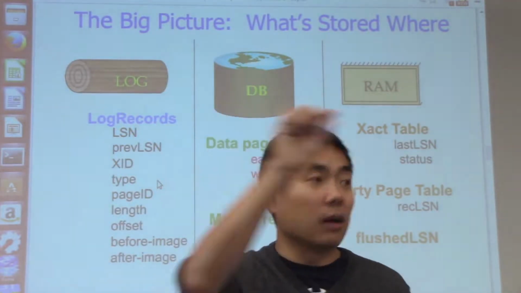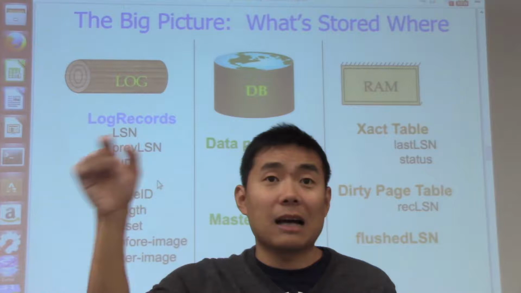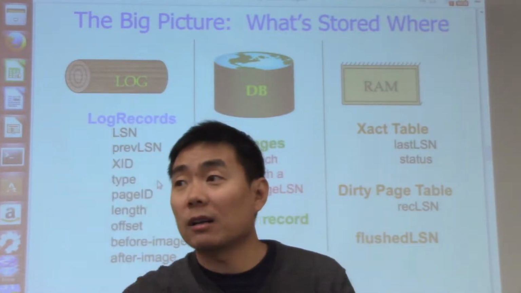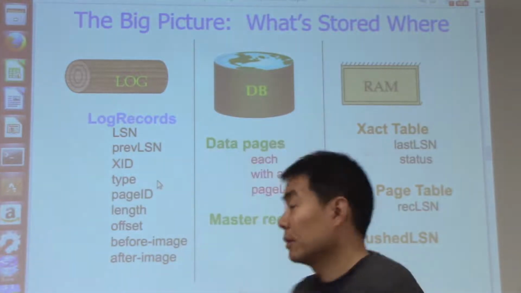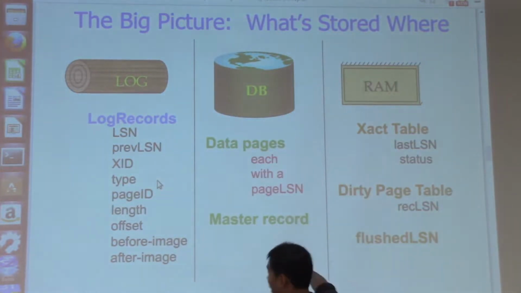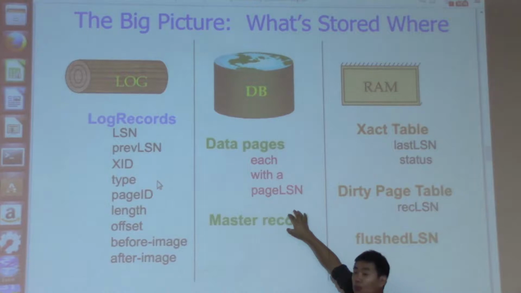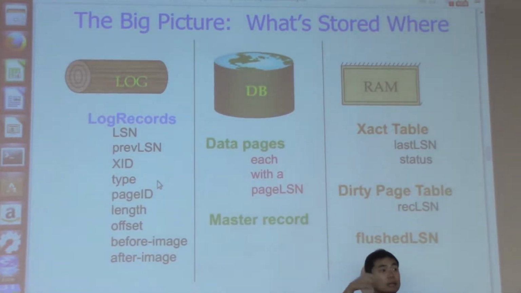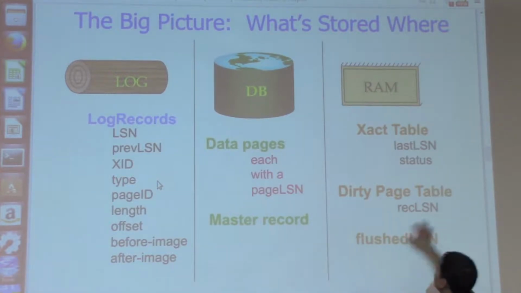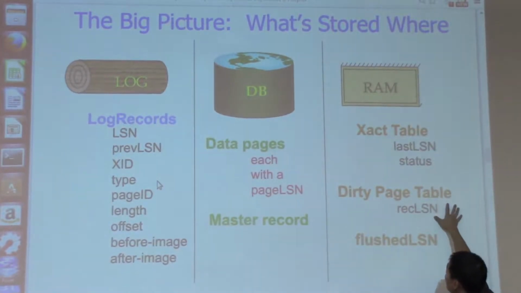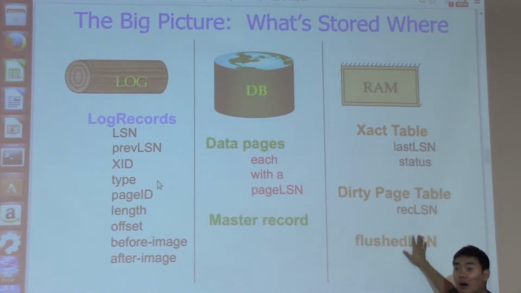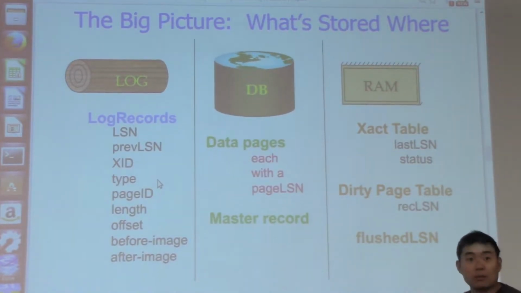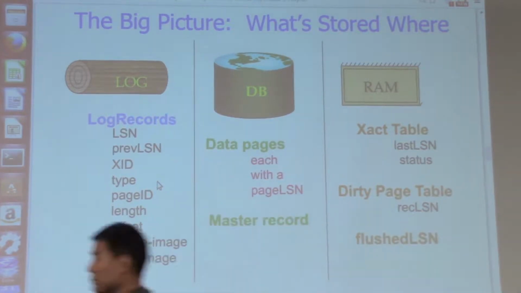You can go back to the log and say, oh, this log sequence number corresponds to the last checkpoint. Otherwise, you have to do a sequential scan backward to figure out where the last checkpoint is. So you use the master log record. Whenever you do a checkpoint, you write to this master record on disk to tell you the log sequence number of the latest checkpoint. And then you have the transaction table, dirty page table, and flushedLSN. These are all in memory. Of course, the buffer is in memory as well. So these are the big picture, okay?